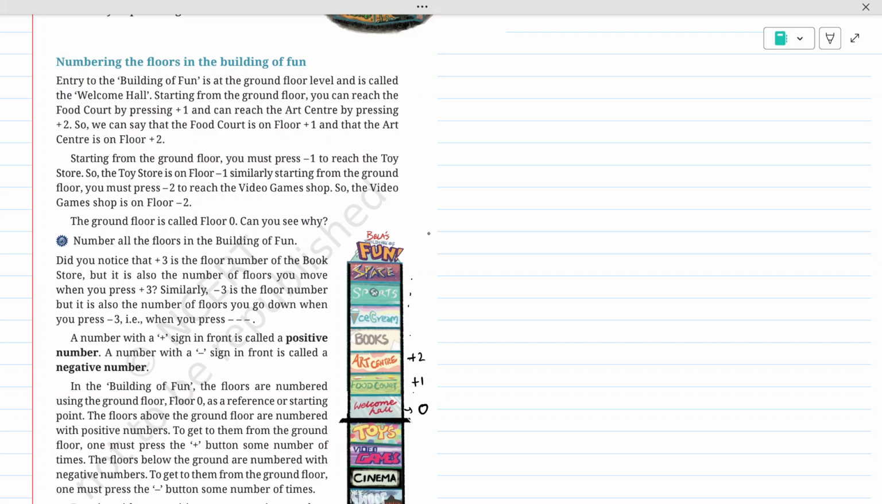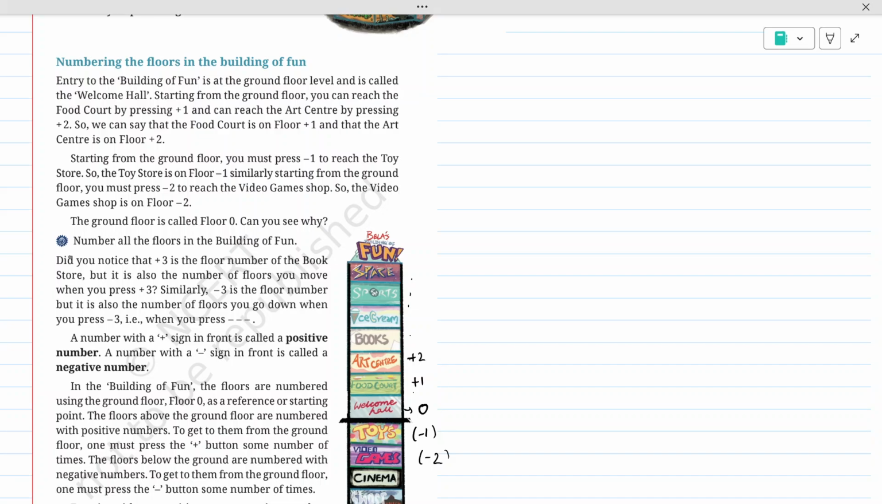We can do this way. Now, starting from the ground floor, you must press -1 to reach the toy store. If I have to go to the video game section, we have to press -2 and so on. Now, the ground floor is called 0. Can you see why? Yes, we can say the ground floor is 0 because our lift is starting from here. This is our starting point of the lift.